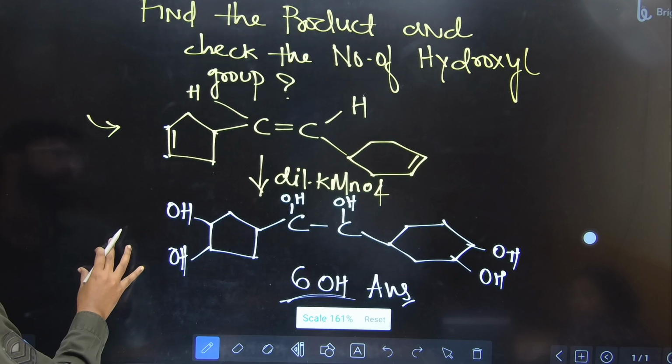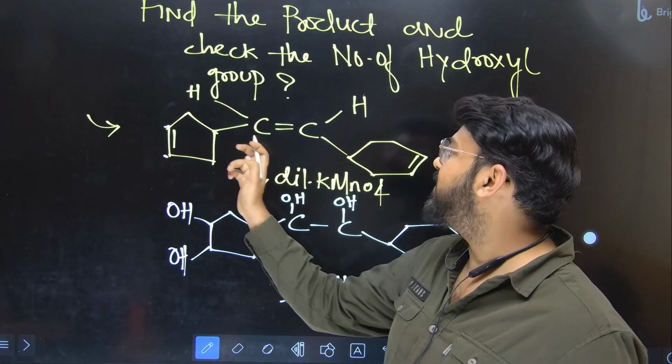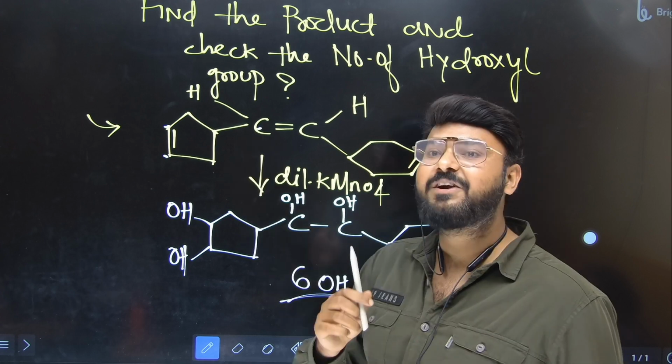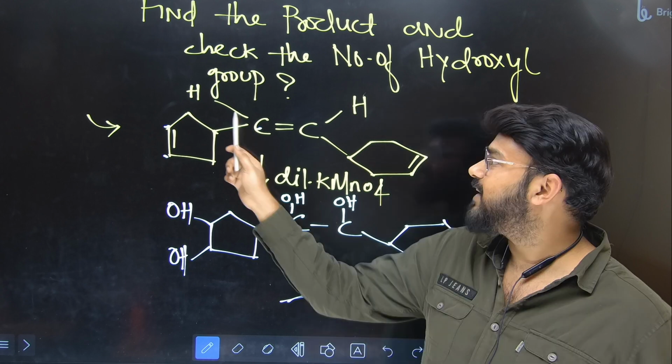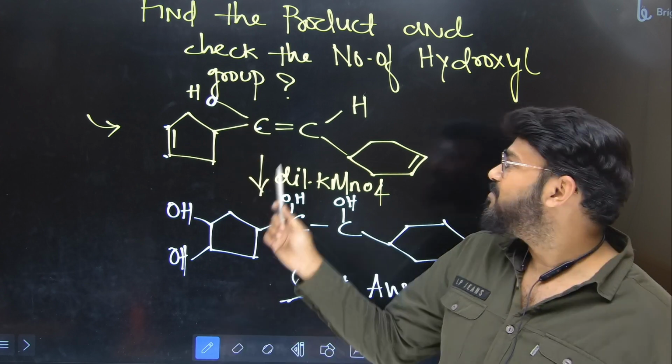So what we did understand in simple logic, when KMnO4 was added, between carbon and hydrogen, we inserted one oxygen. See, this carbon has how many bonds? Four bonds, right? So between carbon and hydrogen, we inserted one oxygen. Oxidation happens, right?